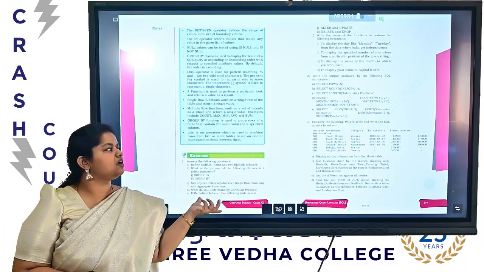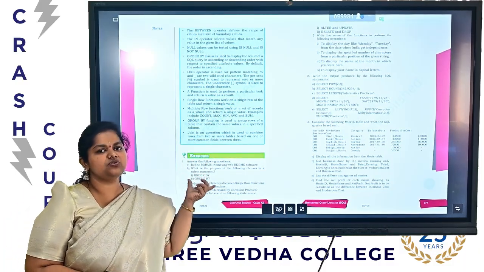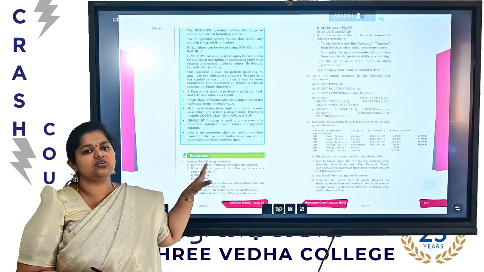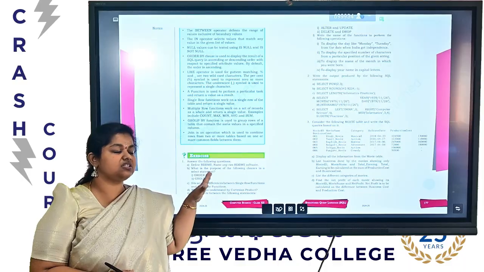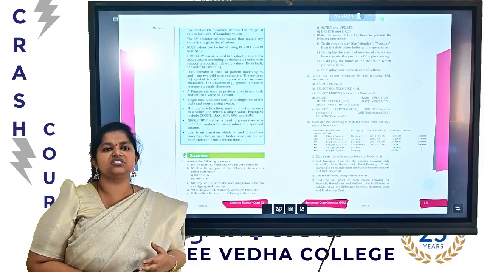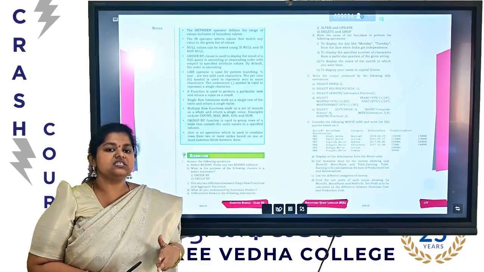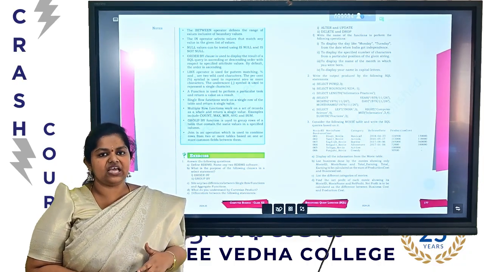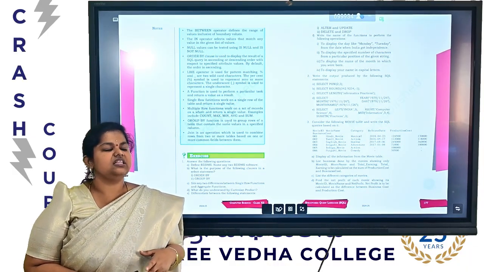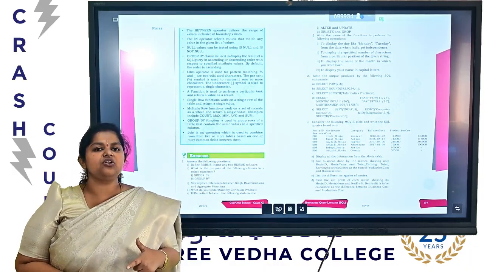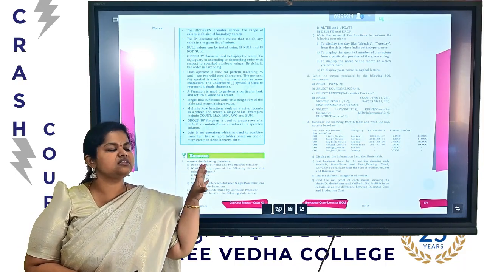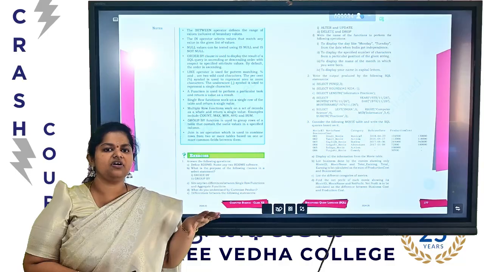Then coming to the keys. After the keys, we will have types of functions. Types of functions play a very major role in the form of MCQs and 5 marks questions. Types of functions include two types: single row functions and multiple row functions. Single row functions are also known as scalar functions. Multiple row functions are also known as aggregate functions. The name itself tells you that single row functions operate on only one row.